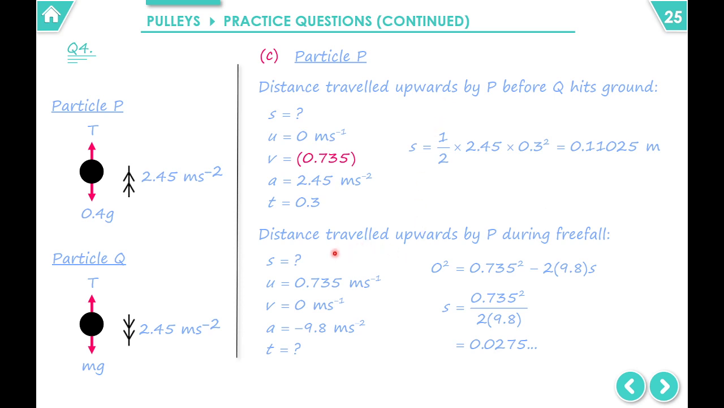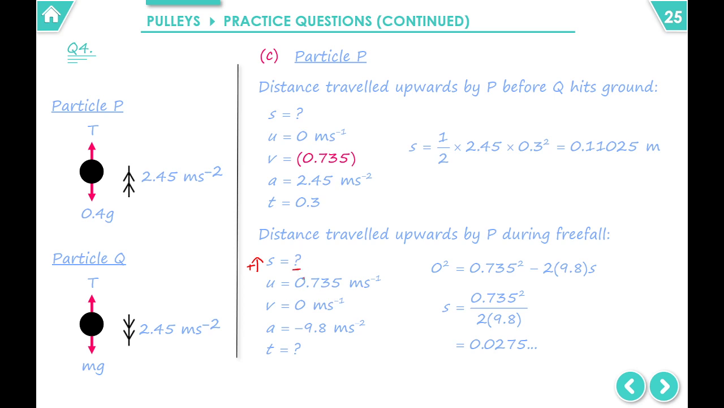The next part of the calculation deals with the part of the motion where Q has hit the ground, so there's no longer that tension force pulling P upwards. The only force acting on P in this last part is gravity pulling it downwards. So the acceleration is minus g, and what you could add in here is that the positive direction is taken as upwards. So it moves a little bit further upwards.